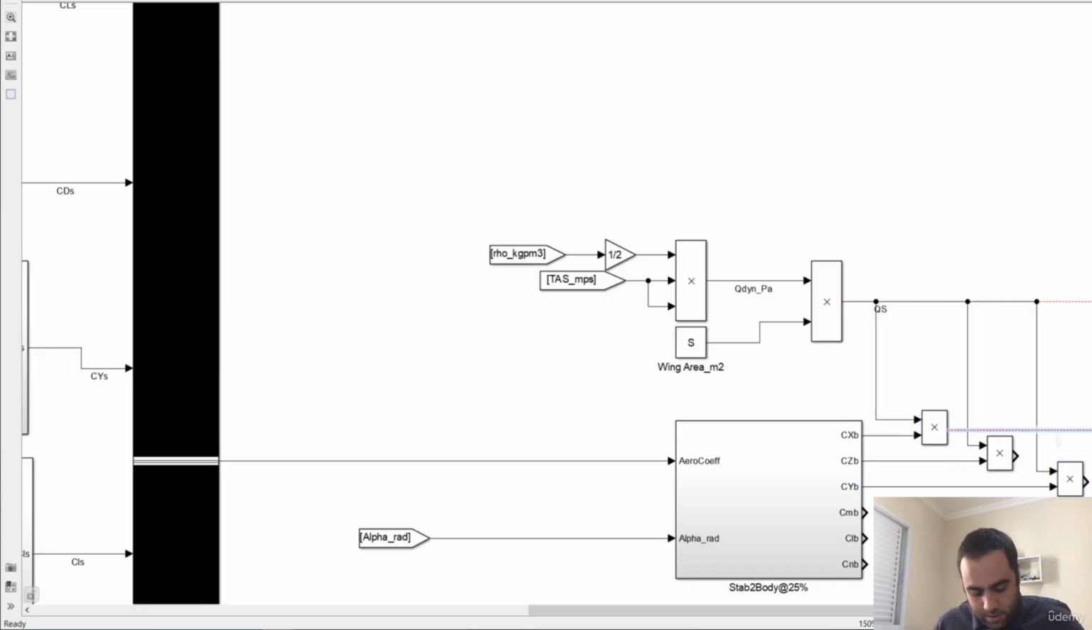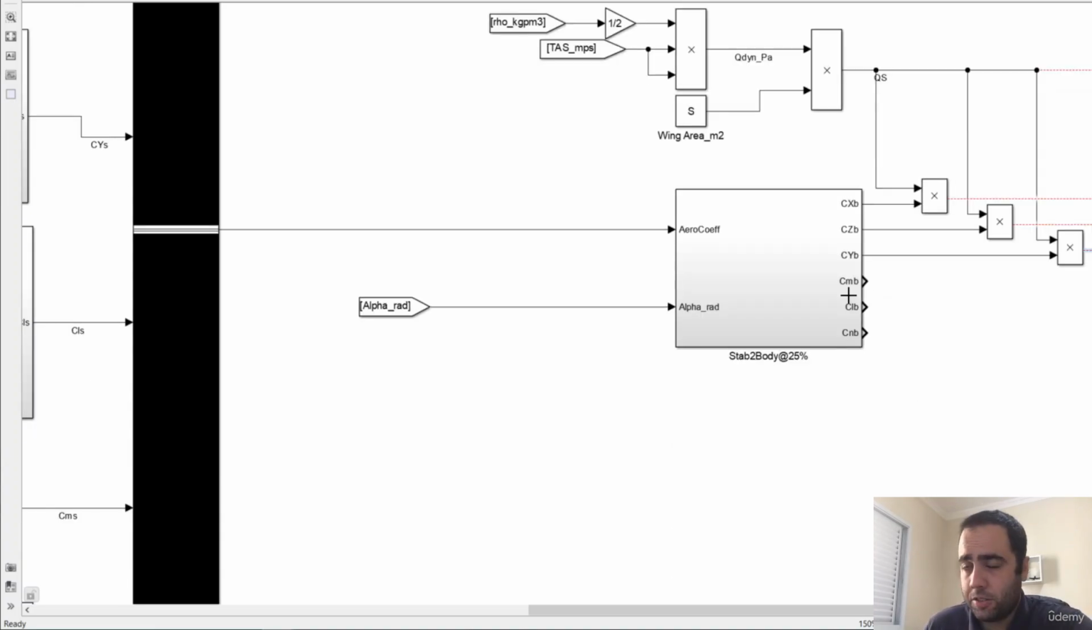Here we have the X aero in newtons, so our first force, Y aero in newtons, and now Z aero in newtons. Now for these moments here, we'll need to convert the CG.